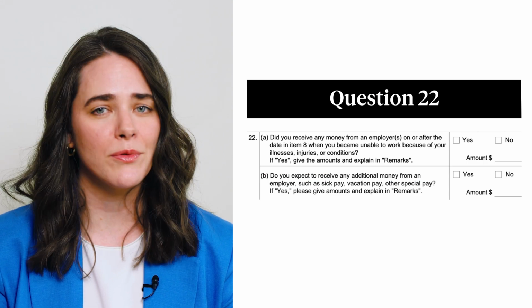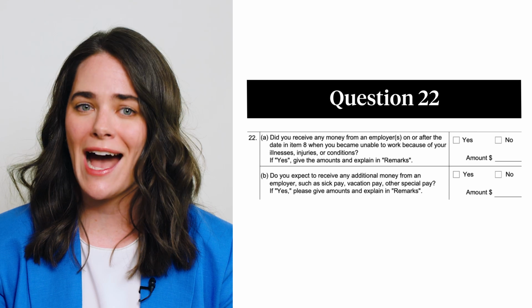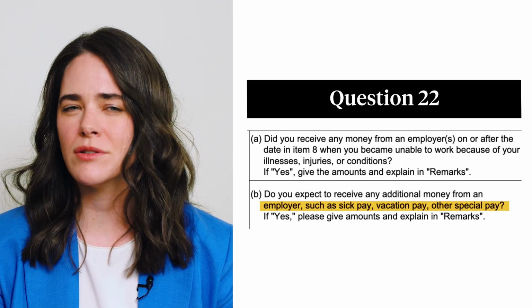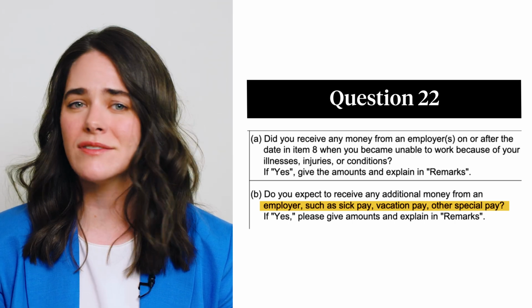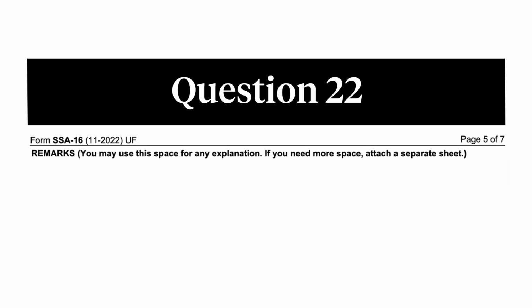Question 22. For question 22, provide any income you received from an employer besides regular wages or self-employment wages after your disability onset. That's the date you wrote down in question 8. Other income sources might include sick pay, vacation pay, bonuses, or a legal settlement from a workplace injury. In 22A, you'll write down the payments you've received, and in 22B, you'll note pay that you expect to get. Use the remarks section to note what the payments were for. You might say, I received $800 of bonus pay from insert employer name.